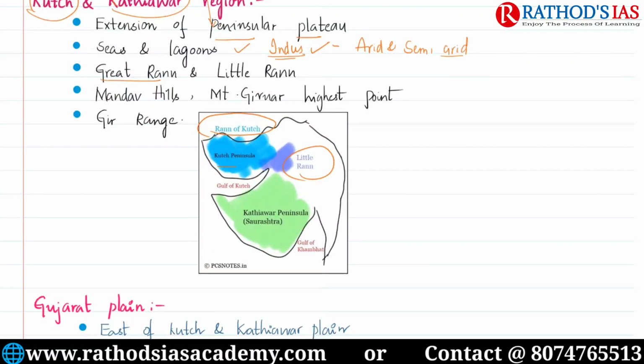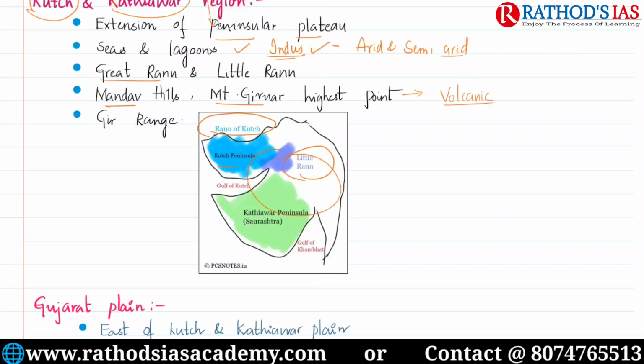And next one here, important thing is, what are the important hills which are present here. So the central part of this area is highland. So this part is this highland. So we have Mandav Hills, we have Mount Girnar, and this Mount Girnar is the highest point. And one more important thing regarding this Girnar is, it is volcanic in origin.